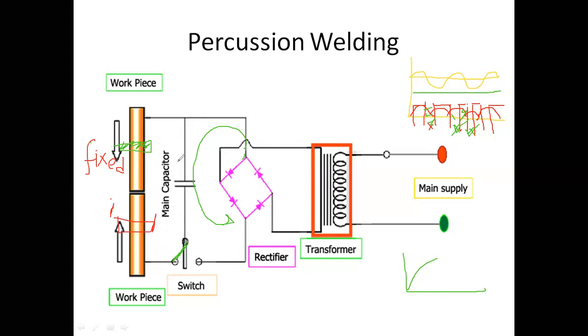There is a positive or negative connection. The current is flowing through this rod, and this portion comes into contact. It creates some resistance, because there are some air gaps here. So the procedure is that we charge this capacitor, and then it is connected to this connection.